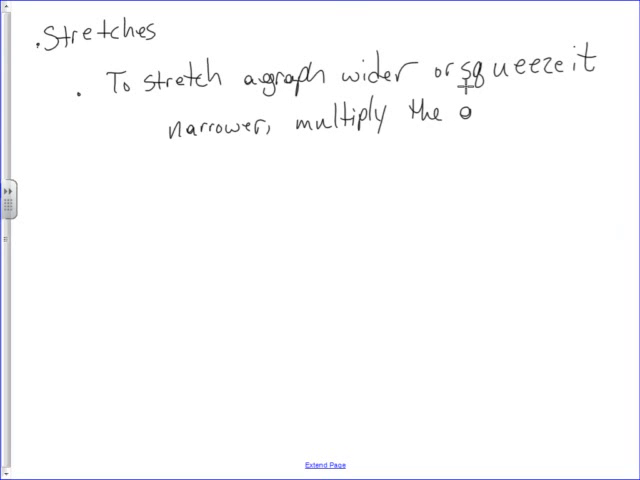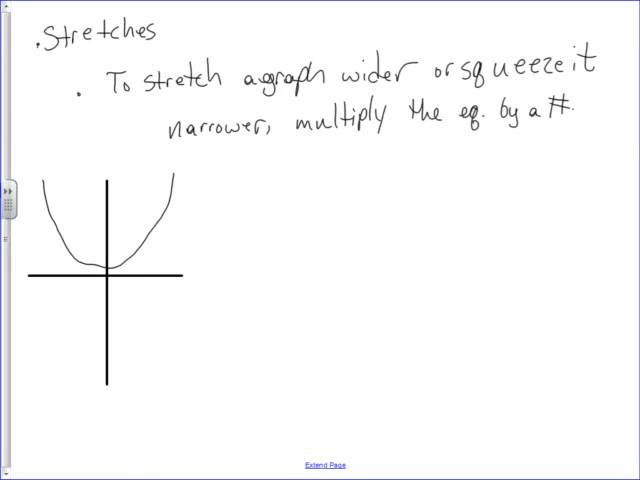All right, we're going to multiply it by a number. Example. Let's look at y equals x squared. Y equals x squared is a nice parabola. How nice I'm going to draw is yet to be seen. I missed the axis, but you know where it's supposed to go. So y equals x squared.